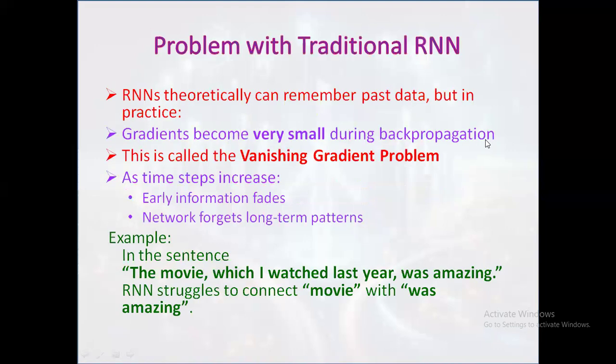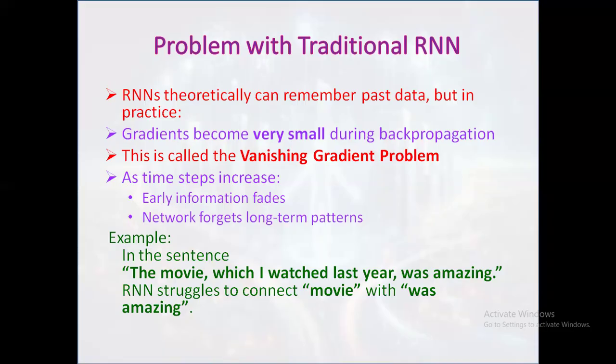First, the traditional recurrent neural networks. What is the problem with the traditional neural networks? The traditional neural networks are designed to process sequences by passing information from one time step to the next through hidden states. In theory, this structure should allow them to remember earlier inputs. That means earlier inputs means the past inputs. So they should remember the past inputs and use them later.